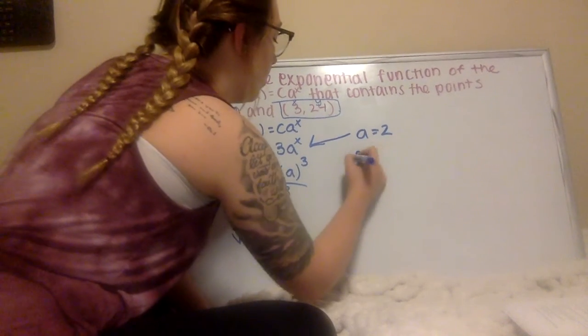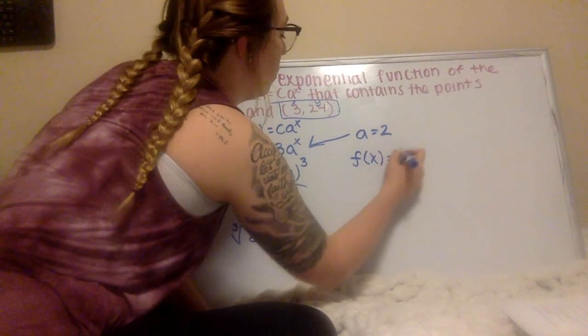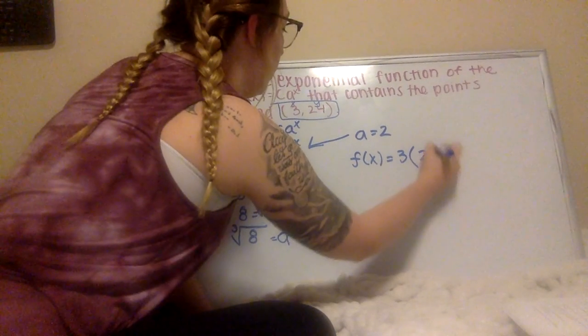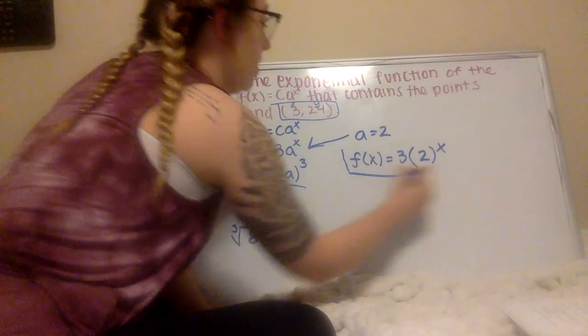So our final answer is f of x equals 3, plugging in the factor that we solved for, so 2, to the x. And this is your final answer.